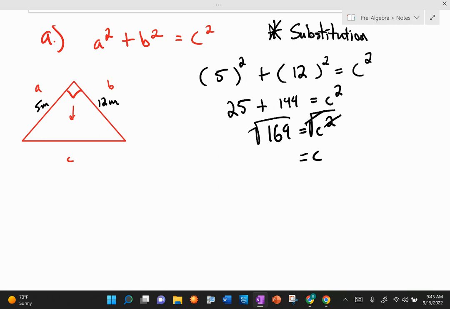169 is a perfect square. What is it a perfect square with? Say that one more time. 13. 13 times 13 equals 169. So c equals 13. Now, we can do that quick check. We're saying it's 13 meters. Is 13 bigger than both of those sides individually? Yes. Is it bigger than if you added those two sides together? No. Okay, so we kind of fit right into that sweet spot. Okay?